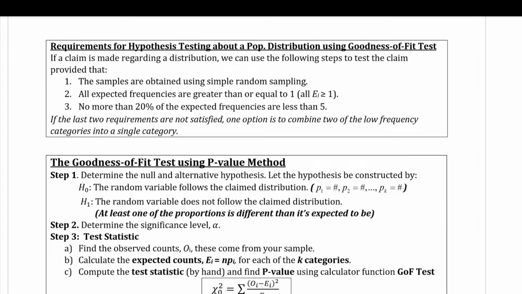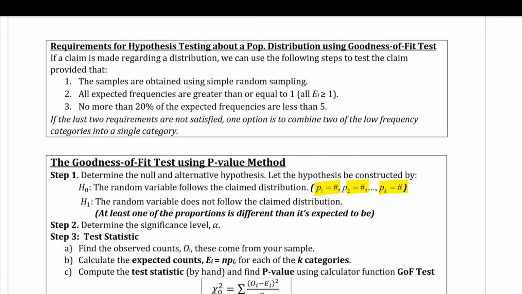All right, step 1. Determine the null and alternative hypotheses. In words, the null hypothesis is that the random variable follows a certain claimed distribution. The way I denote that in symbols is that you literally list out all the proportions for each category. If they're all the same, then you can set them all equal to each other and ultimately equal to one value. We'll do an example showing that.